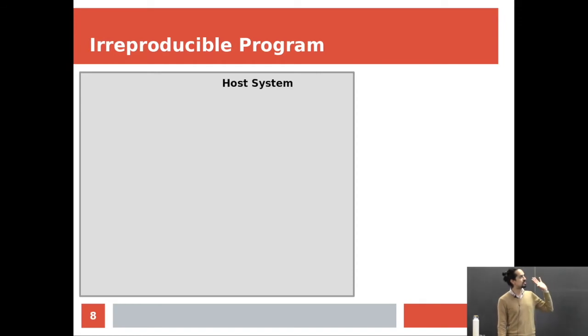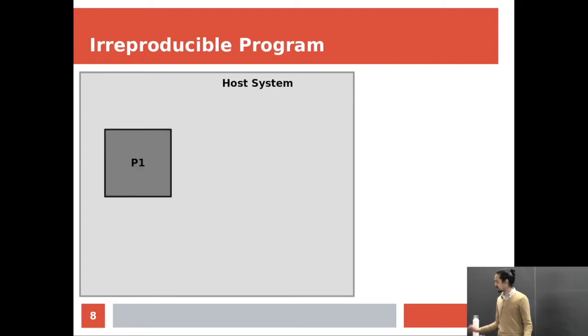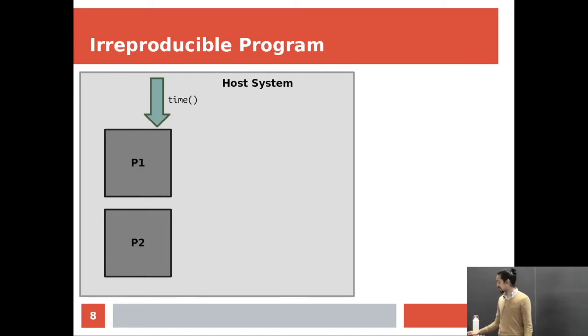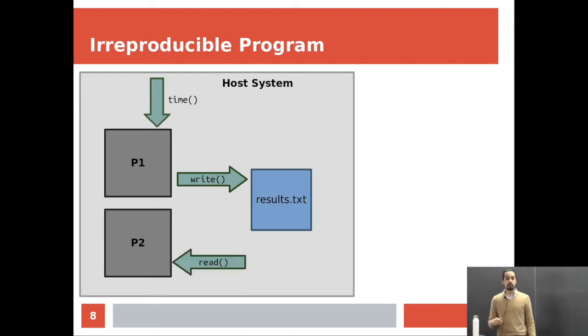So let's look at an example of an irreproducible program to get a sense of what happens. Imagine we have a process P1 and another process P2. P1 is going to read the time, and it's going to write it to a file called results.txt. P2 is going to read from a file called /dev/random. This is a system-level file that contains random bytes of information that programs can use as entropy for seeding their pseudo-random number generator or whatever they need random data for. And similarly, this program is going to write this to a file.